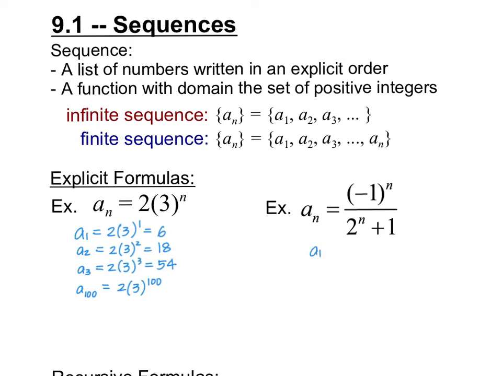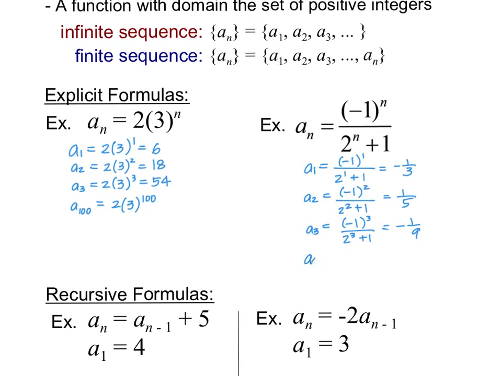The second example here, if I want to get the first term, I plug in 1 for n, and that will give me negative 1/3. If I want the second term, I will plug in 2 for n, and that will give me positive 1/5. The third term would be plugging 3 in for n, and that will give me negative 1/9. And the fourth term would be plugging 4 in for n, and that will give me positive 1/17.